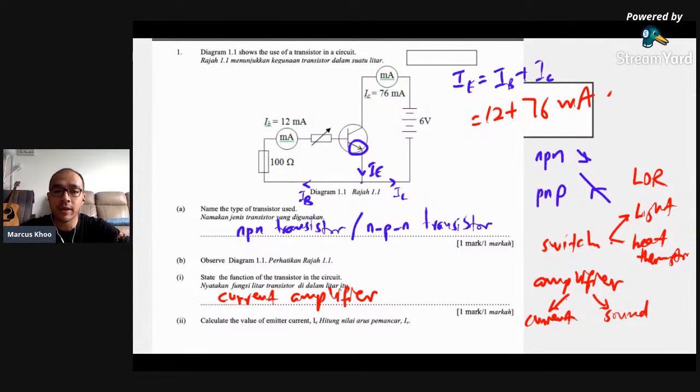But in this case it's a very simple 1 mark question, 2 mark question lah. Satu markah untuk ganti dengan betul, satu markah untuk jawapan akhir yang betul. 88 milliamps. Okay, that's it. Of course, dengan unit yang betul lah. Kalau kau bagi saya 88 tanpa apa-apa, it means nothing to me.